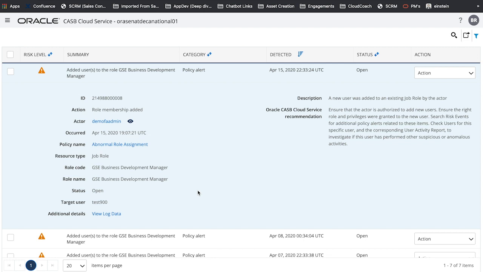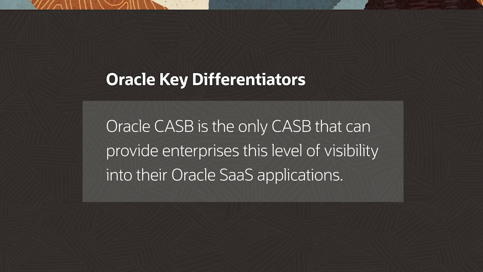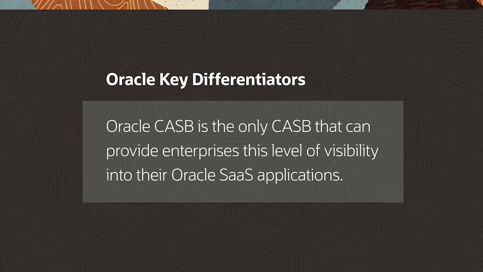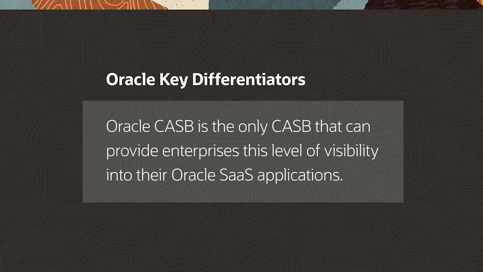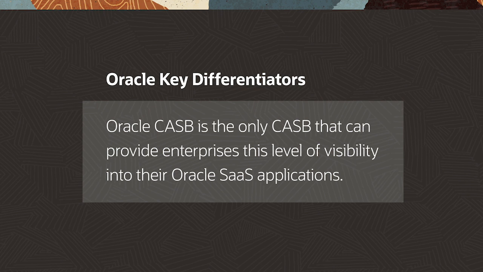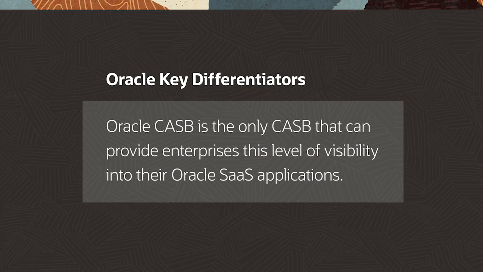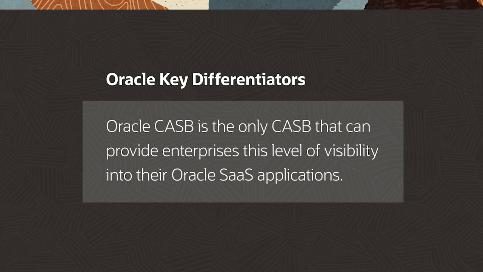CASB allows enterprises to quickly identify any risky or fraudulent behaviors that may pose a threat. Oracle CASB is the only CASB in the market that can provide enterprises this level of visibility into their Oracle SaaS applications. It can also provide the same level of insight for any third-party applications that are supported.